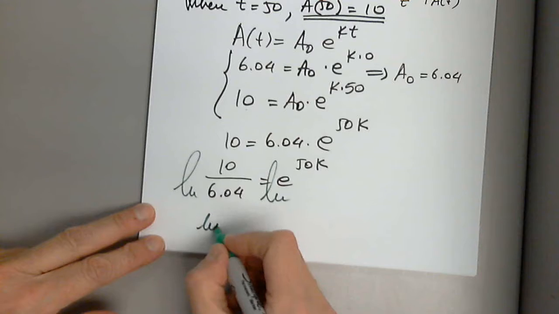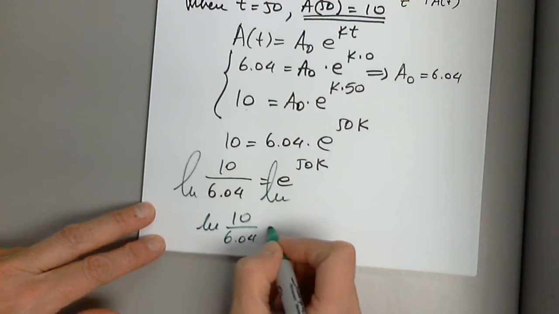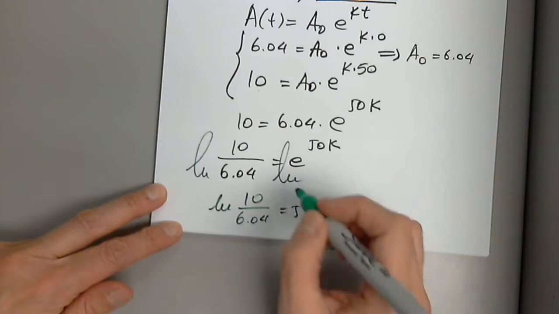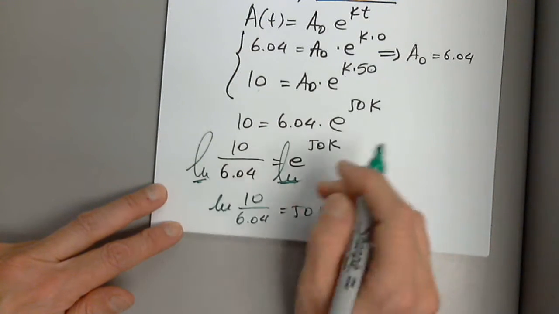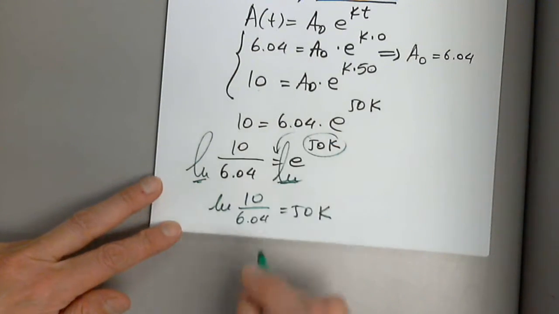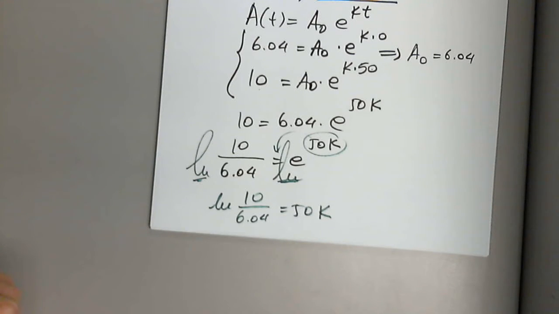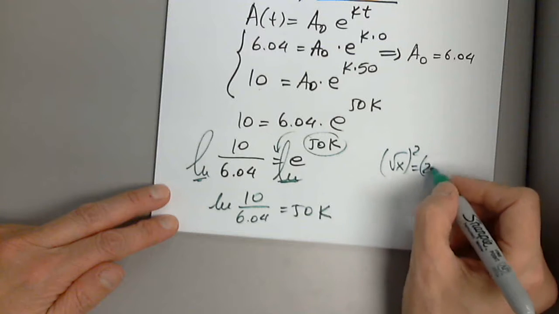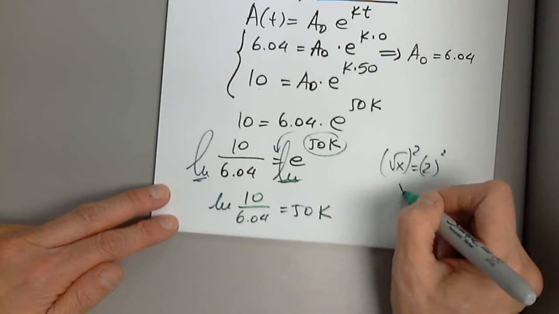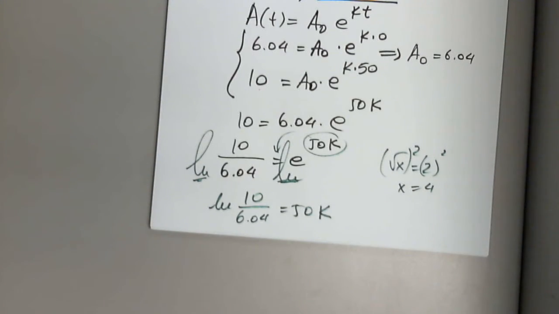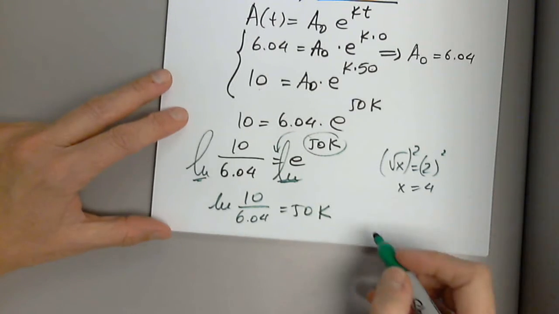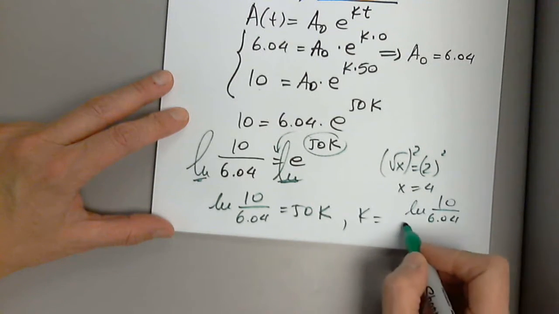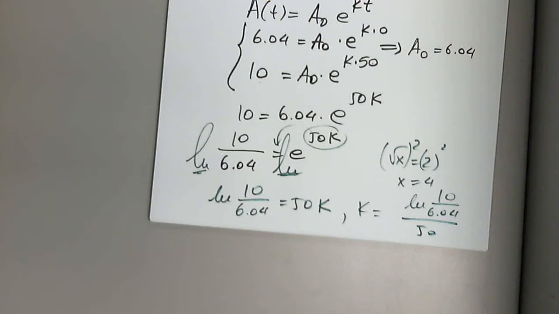Okay, so natural log of 10 divided by 6.04 equals 50K. Only this mechanism allowed us to bring 50K in front. Right? It's like the square root of x equals 2. I square both sides to eliminate the square root. And I have to do it to both sides. Right? Okay, and then finally K equals natural log of 10 over 6.04, divided by 50.